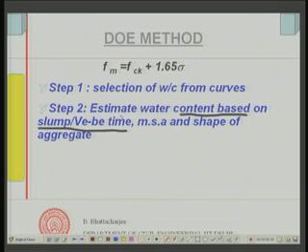Now, look at the difference. The Indian Standard method had compaction factor here, while this uses slump and VB time, MSA and shape of aggregate. Now, this is direct from a single table. In the Indian Standard method, what did we do? We first obtained the water cement ratio from the curve, as a function of cement strength, where the composite strength of concrete is assumed to be a function of cement strength as well. Here we do not do it that way.